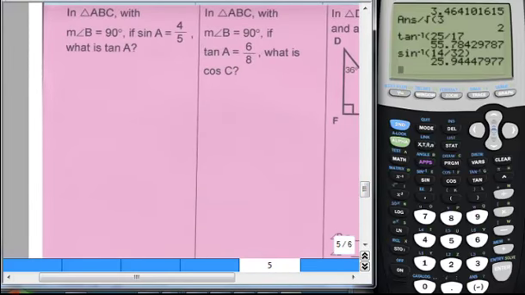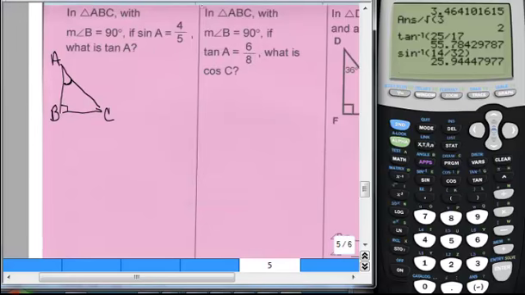Okay, so this is what a word problem would look like. We need to draw that triangle. They're always going to be right triangles. And it tells you that B is the 90-degree angle, so this has to be B. It doesn't matter where you put A or C. Either way, the answer will still work out. And it tells you if sine of A is 4/5, what is the tangent of A? So we're focusing on A this whole time.